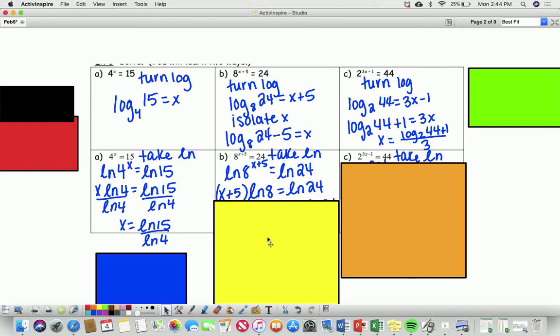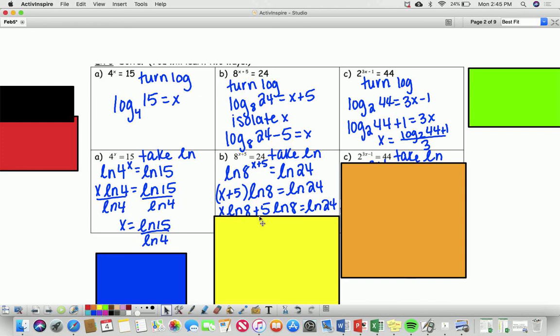And then I have to distribute. So I have to distribute this ln 8 to the x and to the 5. So here we go. Now this is when it's getting a little more complicated. We still need to isolate the x though. So locate where your x is. Here it is. And we need to get that alone.